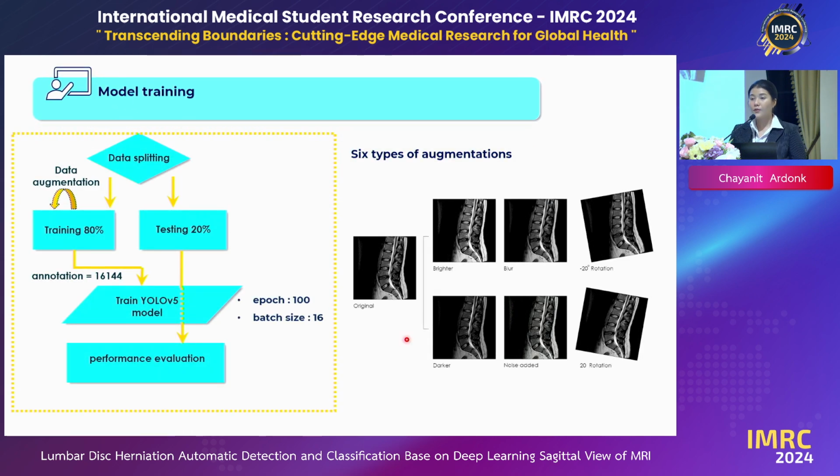For model training, we split data into 80% for training and 20% for testing. For the 80% training, we do data augmentation to improve the model's ability to detect herniation in various conditions, such as brighter or darker scans or when the scans are unclear. And the 20% testing set undergoes validation to evaluate how well the model can detect.